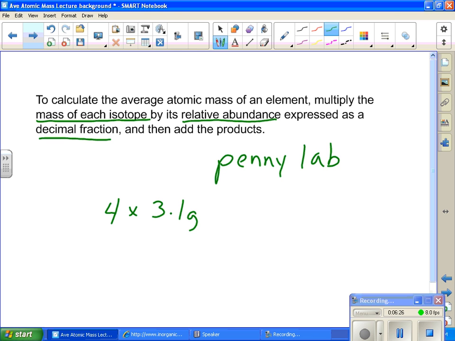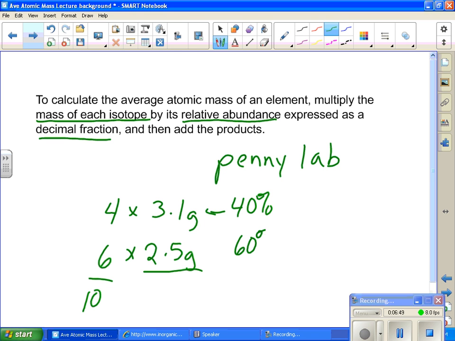And we had 6 pennies at 2.5 grams. The 2.5 gram penny would be more abundant, right? Okay. And then we would have a total of 10 pennies here. So 40% of the pennies would have this mass. 60% of the pennies would have this mass.